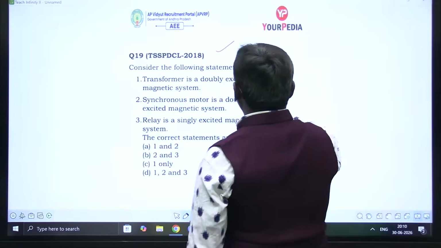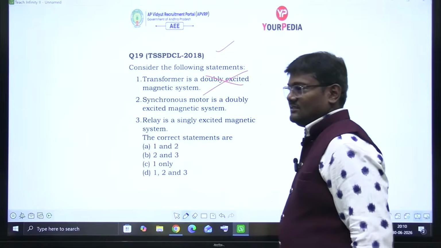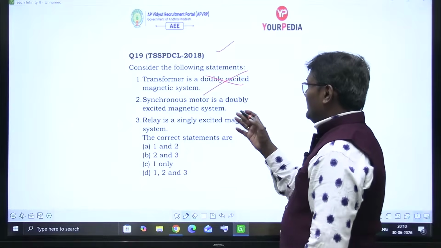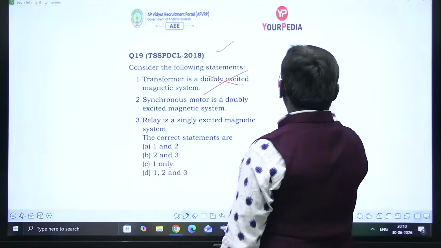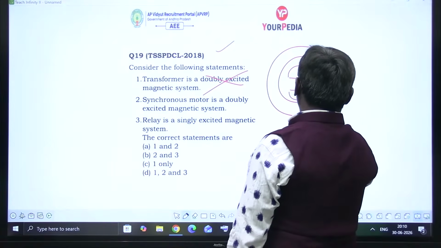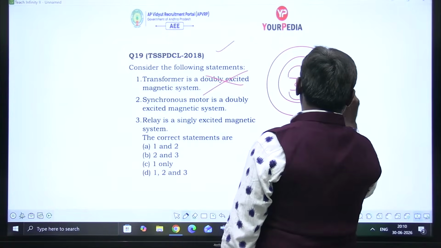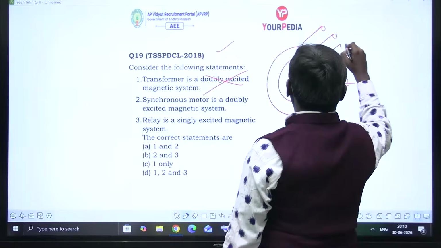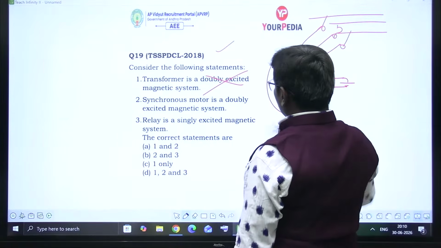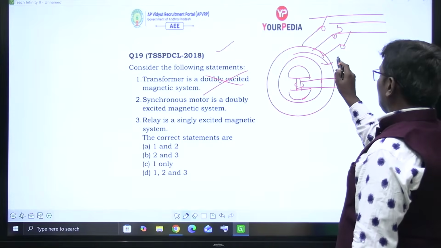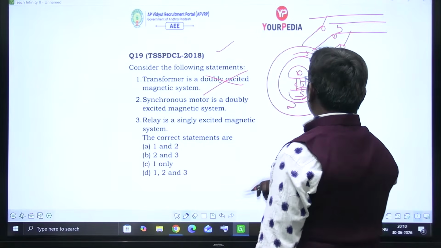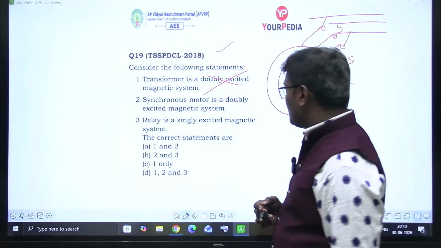So transformer, you know that it is a wrong statement. We are requiring only one supply, right? And also synchronous motor, we require two inputs, so it is a doubly excited system. One from the supply, and the other from the bus bar. Rotating magnetic field is produced, and here it is a north pole, south pole, and here it is a north pole. Magnetic locking will be produced.